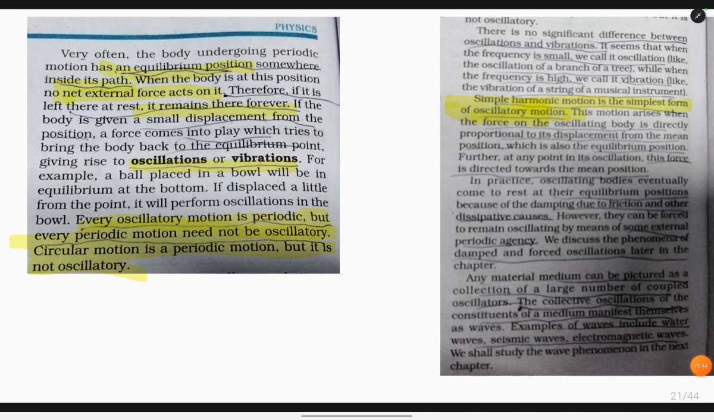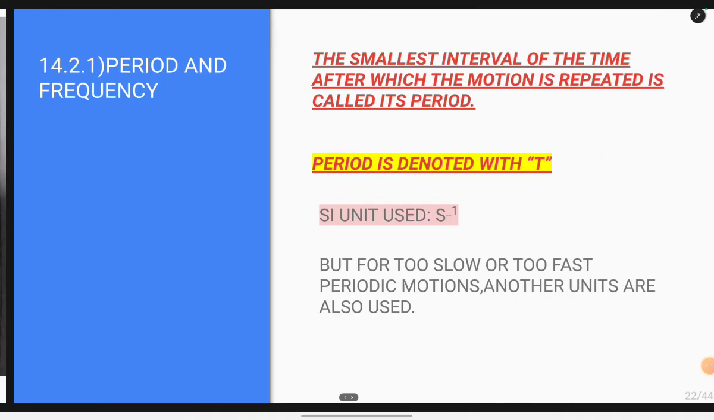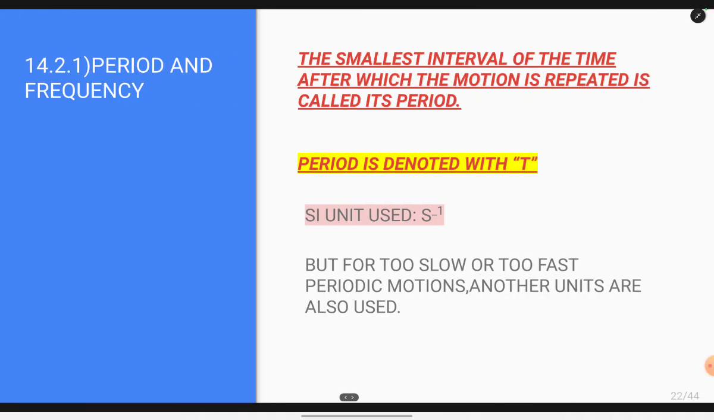The video will become lengthy if we study all the lines. So we will be going with subtopics. Subtopic 1, period and frequency. The smallest interval of time after which the motion is repeated is called its period. I have already explained periodic motion. In periodic motion, the motion is repeated at regular intervals of time, and that time period is denoted with T. So the time period is called the period of periodic motion.